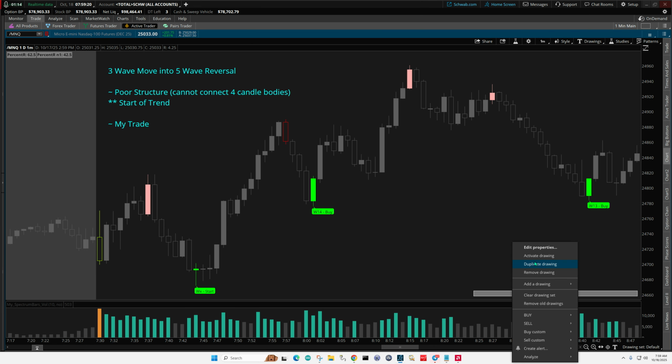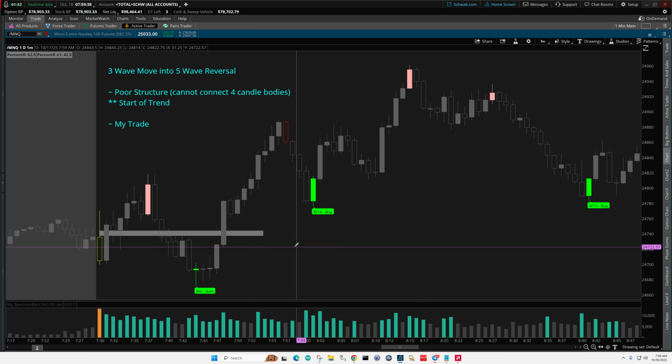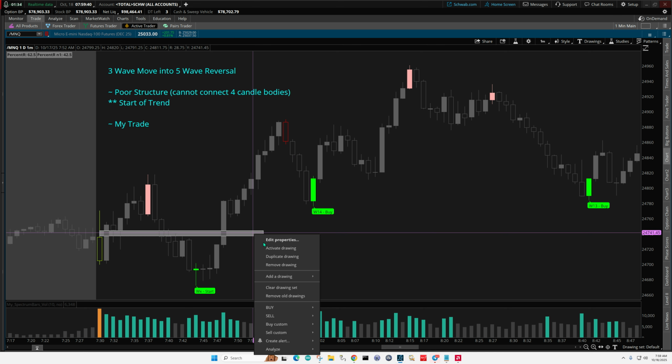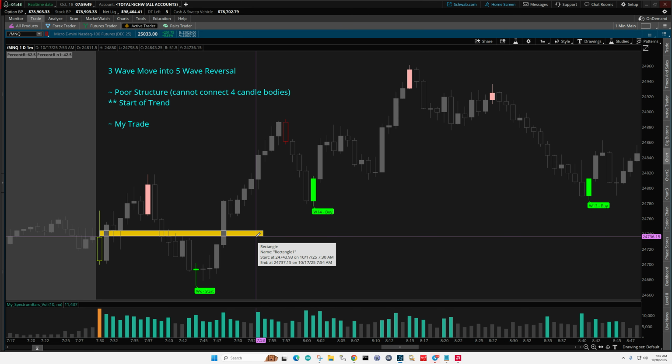So let's move this rectangle over here, and we'll place this right at the bottom of that candle body and at the top of that candle body there. So we'll change the color on this. This poor structure then becomes a target.